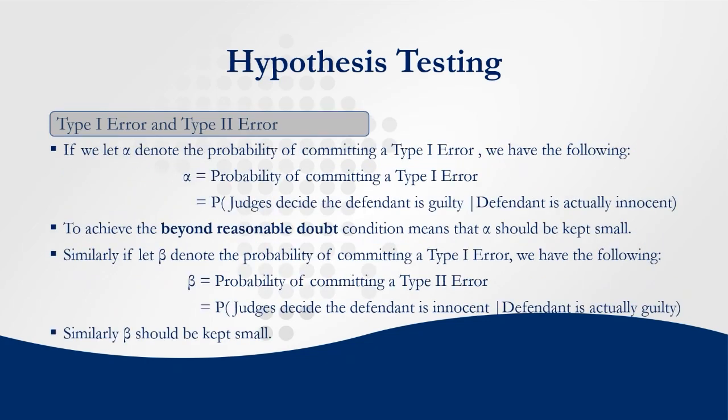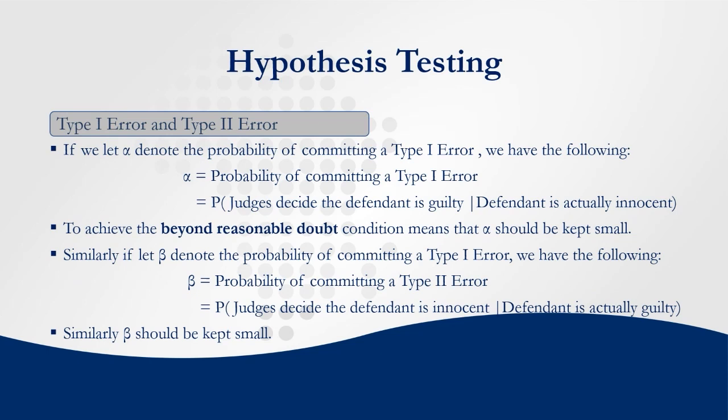So in hypothesis testing, there is a type 1 error and a type 2 error. We say the type 1 error is if they decide that you are guilty, while in actual fact you are innocent.